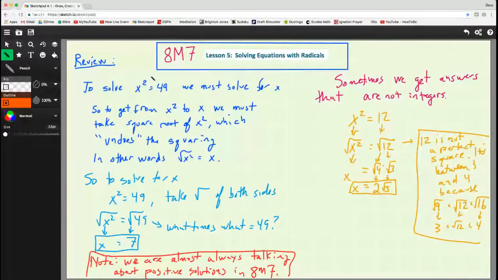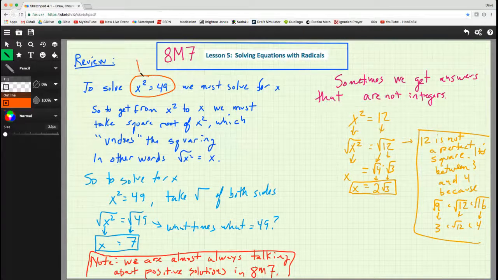Okay, so let's just review quickly. When we solve a problem like x squared equals 49, we're going to get to this point in almost every problem today: an x squared or an x cubed equals a number, and remember how we solve from there. First of all, we have to take the square root of both sides, because the way we get from the x squared to just an x is we have to take the square root of that x squared. And when we take the square root of one side, we take the square root of the other side.